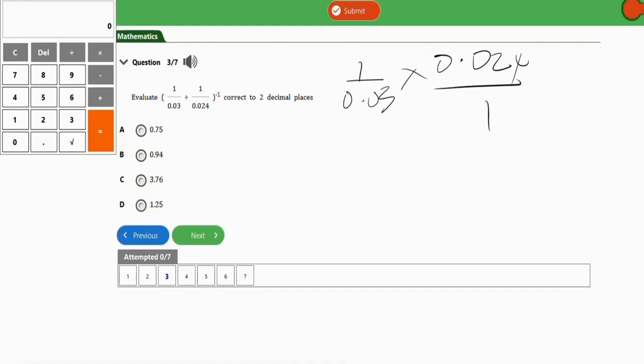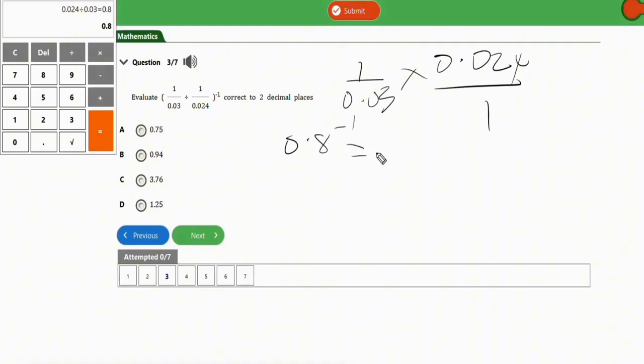So let's simplify this with the calculator we have here. So we have 1 times 0.024, which is still 0.024 basically. So 0.024 divide 0.03. What's the output? We have it to be 0.8. Now guys, we are not done yet. Remember, we are having this to the power -1 for the question. So what this means is 0.8 to the power -1.